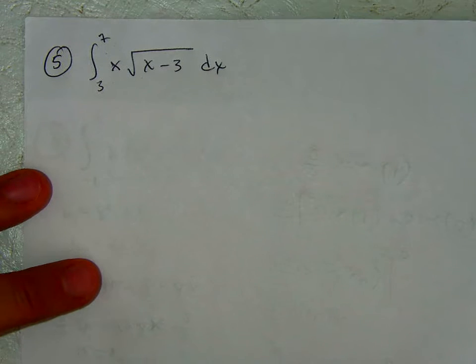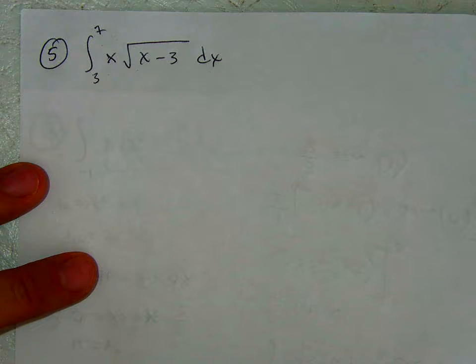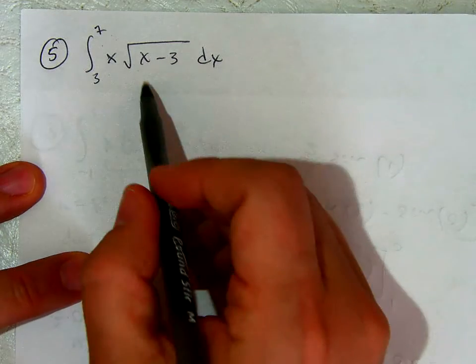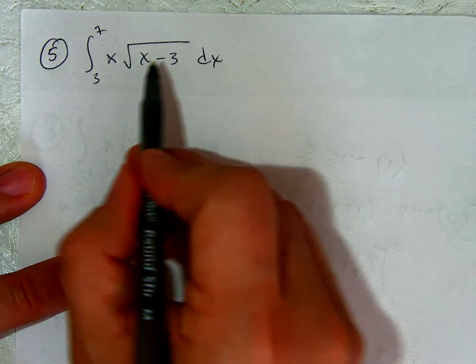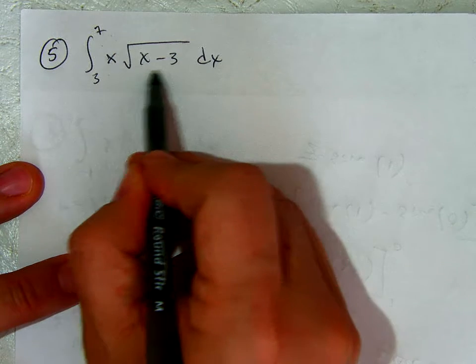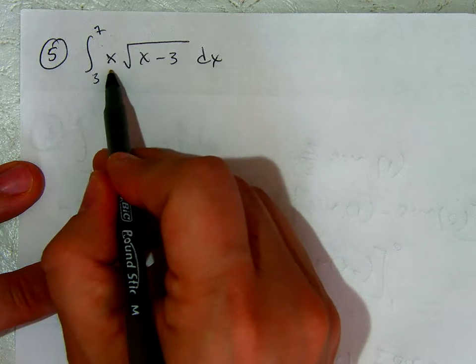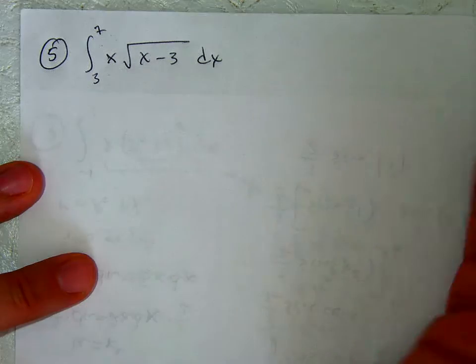All right, so I'm on number 5 now. Integral from 3 to 7 of x times the square root of x minus 3 dx. This is going to be a little bit different than the other ones, and one way we can tell it's going to be a little bit different is that the degree of the inner function, x minus 3, is the same as the degree of what we have on the outside, x. So they're both degree 1.